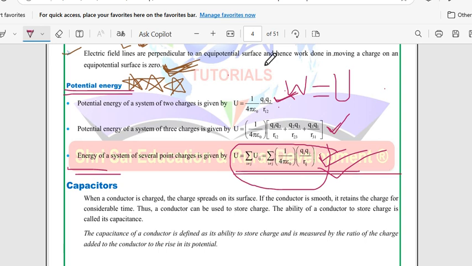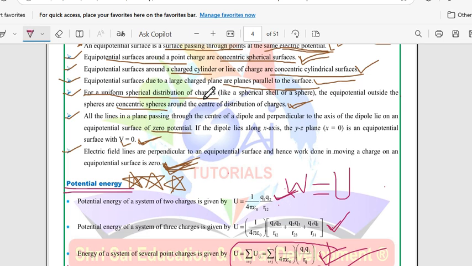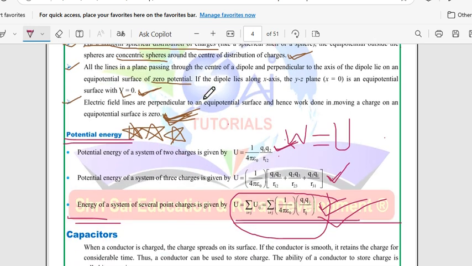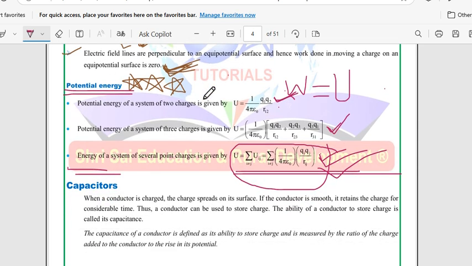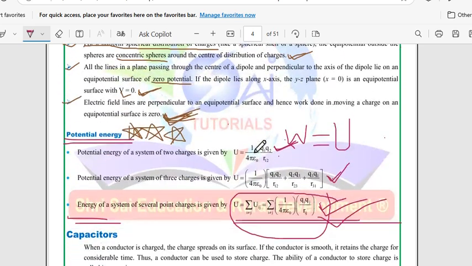So, dear students, in today's session we have considered some important concepts, that is equipotential surfaces, the properties of equipotential surfaces, and also the potential energy. What is the potential energy? The energy of a system of two point charges, and the energy of a system of three point charges. If you go on substituting the number of charges, the potential energy will be written in the general form like this. I hope these concepts are clear to you. In the next section, let us discuss the remaining syllabus.